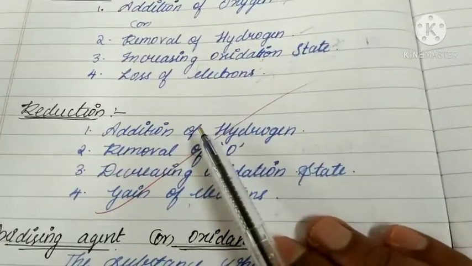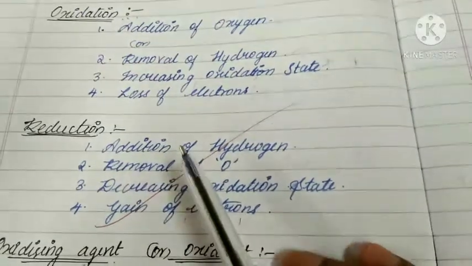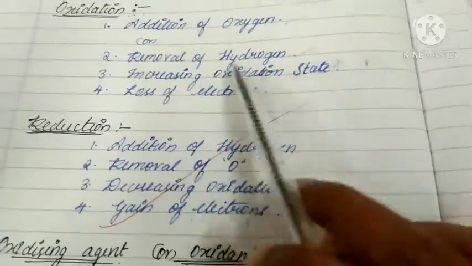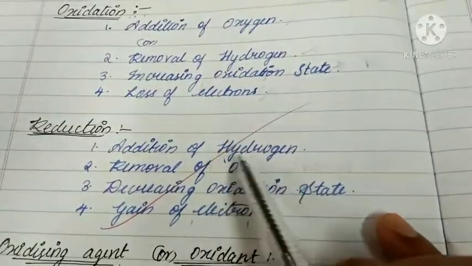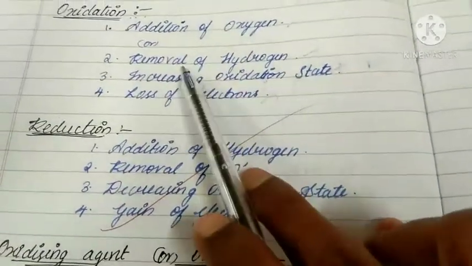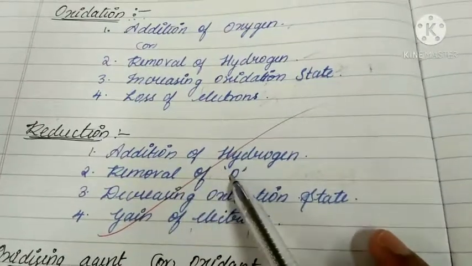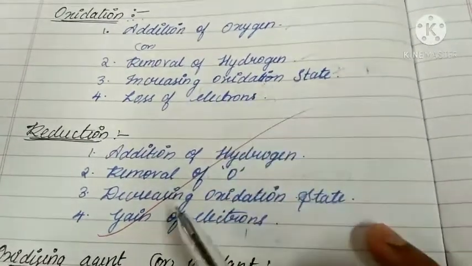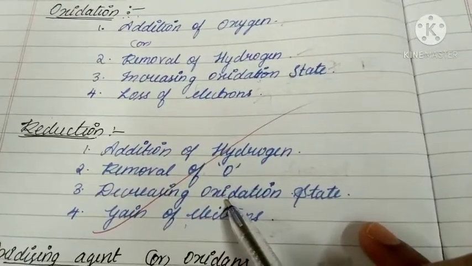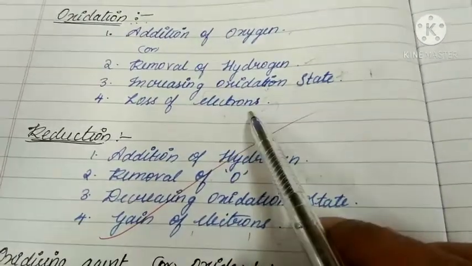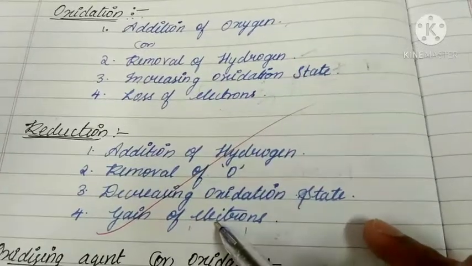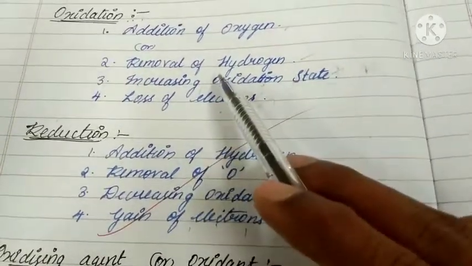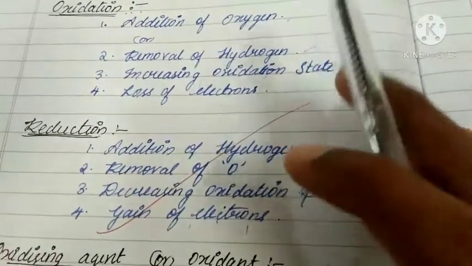Similarly, there are four definitions for reduction. These are exactly opposite to oxidation. Here addition of oxygen, there addition of hydrogen; here removal of hydrogen, there removal of oxygen; here increasing oxidation state, but there decreasing oxidation state; here loss of electrons, there gain of electrons. Don't forget, both sets of definitions should be remembered. Don't get confused.